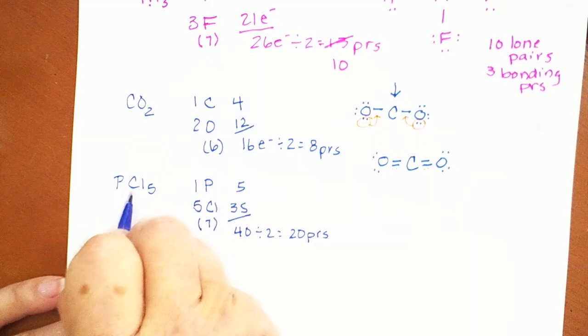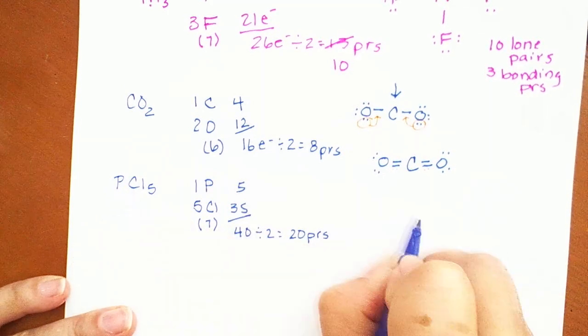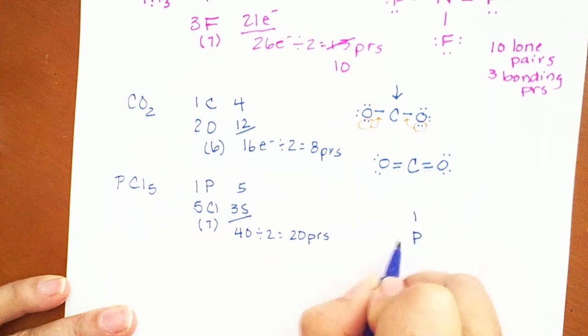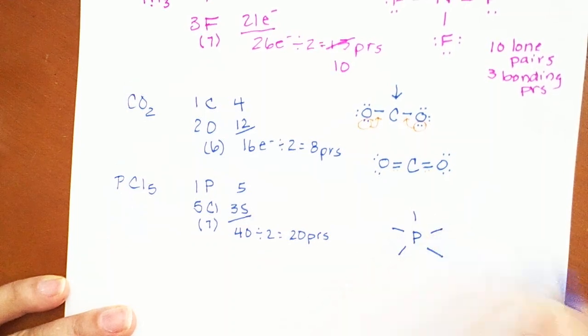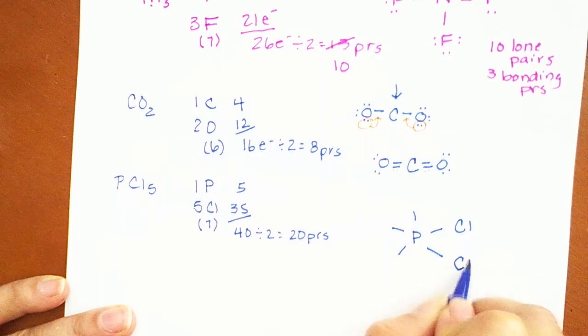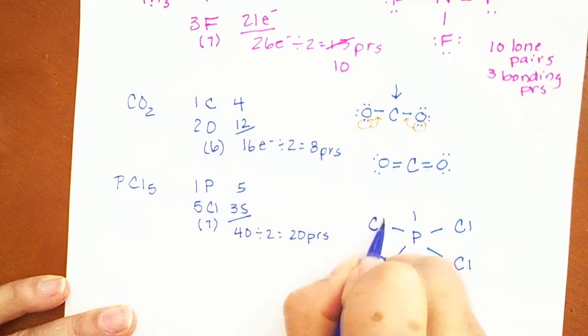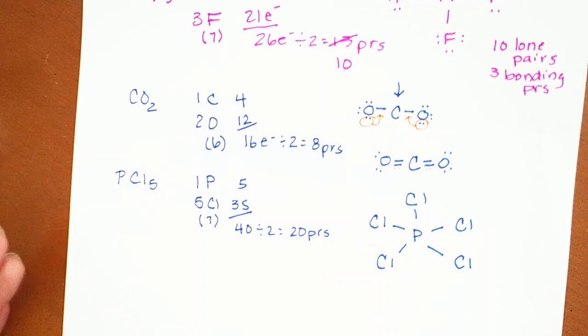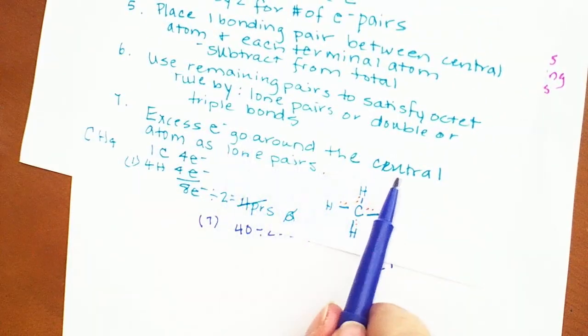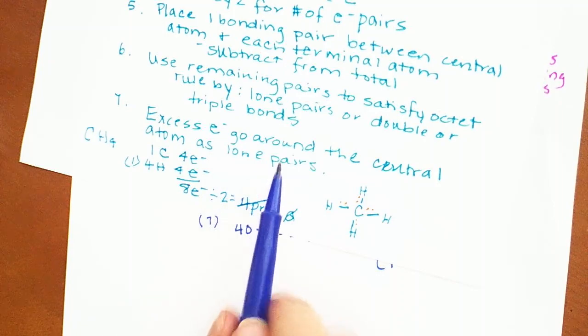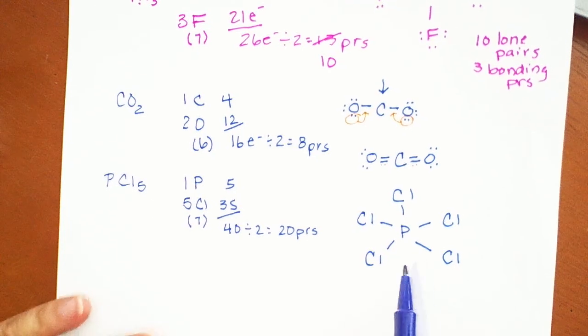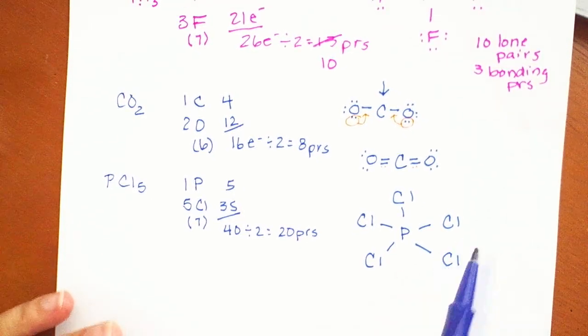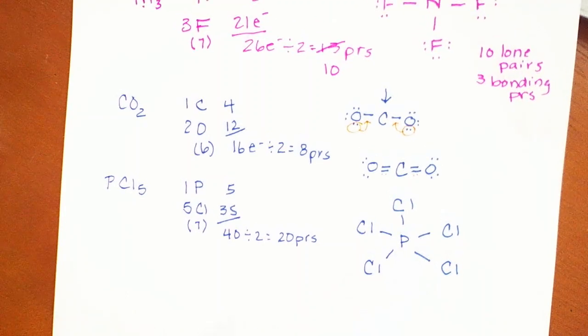So clearly, this is a wheel. Phosphorus goes in the center. So then I'm going to put the 5 chlorines around. All right, so chlorine, chlorine, chlorine, chlorine, chlorine. And you could say, wait a minute, now phosphorus has 10. But remember, the last rule here was that the excess electrons go around the central atom as lone pairs. The reason is because nonmetals, phosphorus and sulfur and selenium, some nonmetals have the ability to have an expanded octet.